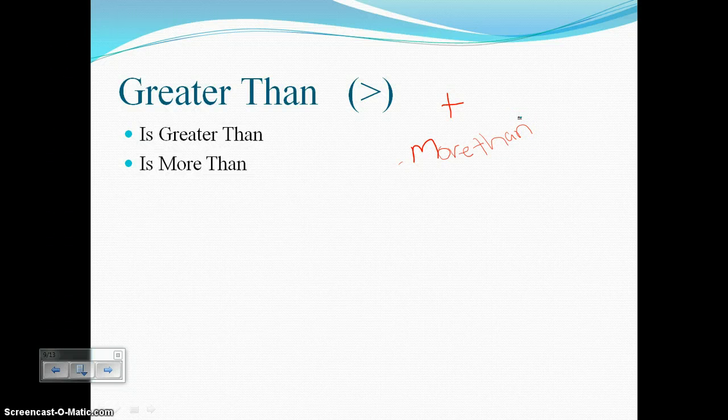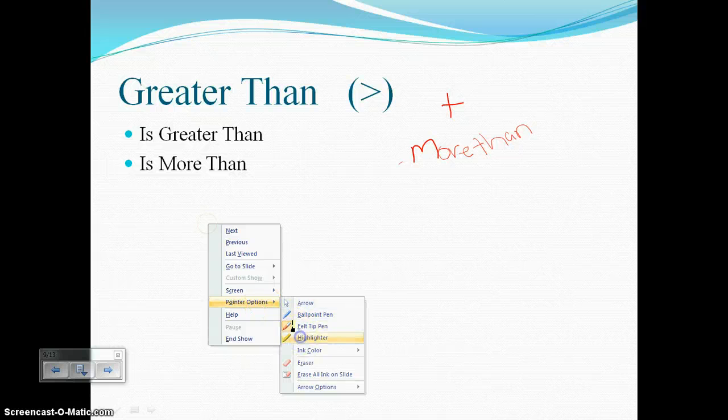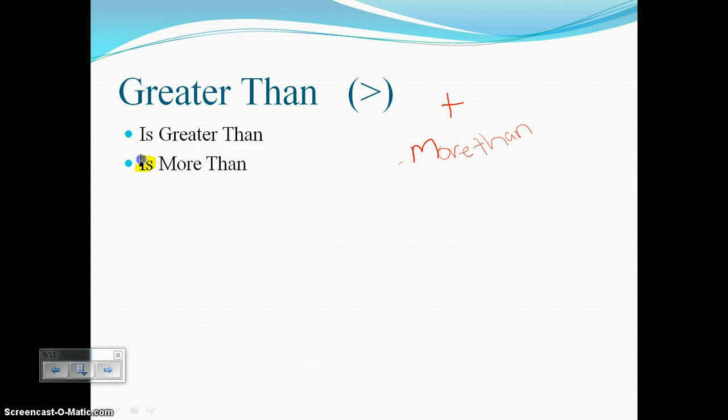My handwriting is kind of bad on this. And again, the way we know the difference is the word "is." If it has "is" in front, then it's going to be greater than. If there's no "is," then it's addition. Okay? So that's how you can tell the difference between the two.